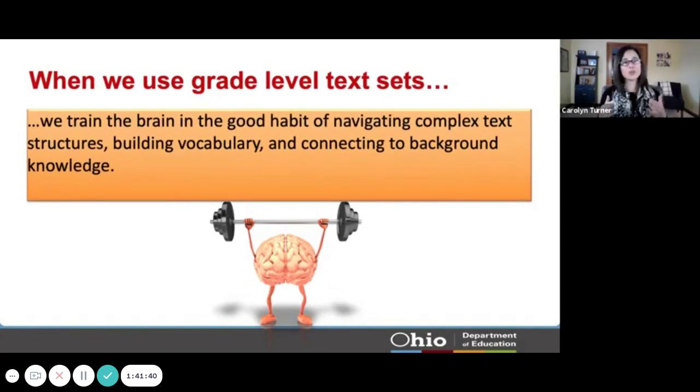All right. And we really want to think about how we use grade level text sets. Our students need to hear the language of the grade level. They also need to hear the language beyond the grade level because we have to build those strong muscles. We have to build that strong brain. We have to get them in the habit of hearing those structures so that when they have to go in and navigate those complex texts on their own, we've built up a good solid foundation that connects vocabulary, background knowledge, and language structures in order to do that.